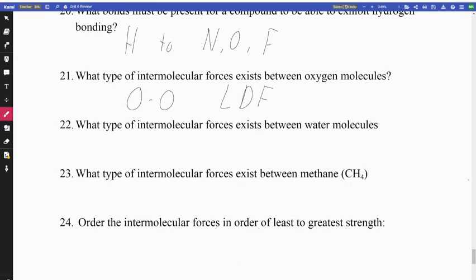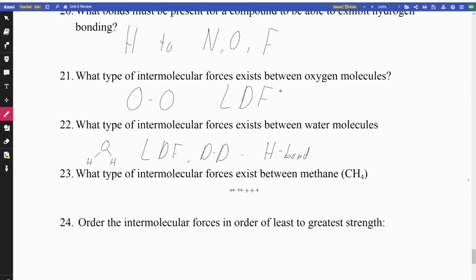What type of intermolecular force exists between water molecules? Water molecules, as we have said earlier in this video, are polar. Since they're polar, they have London dispersion because everything does, dipole-dipole because it's polar, but also this hydrogen is bonded to this oxygen, and that is one of the options for hydrogen bonding as well. So this has London dispersion forces, dipole-dipole, and H bonding.